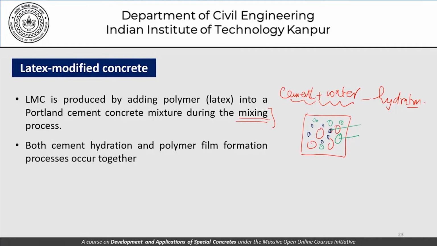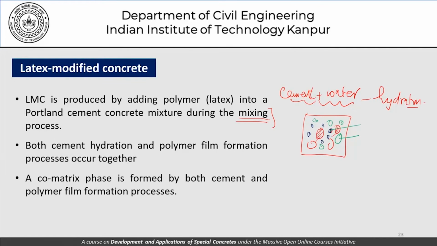So the coarse aggregates here are being held in position or bound with a combination of normal cement hydrates, the hydrated products of cement, and the polymer film formed from the latex or the polymers. The co-matrix phase is formed by both cement and polymer film formation processes, and that becomes the binder in the case of latex modified concrete.